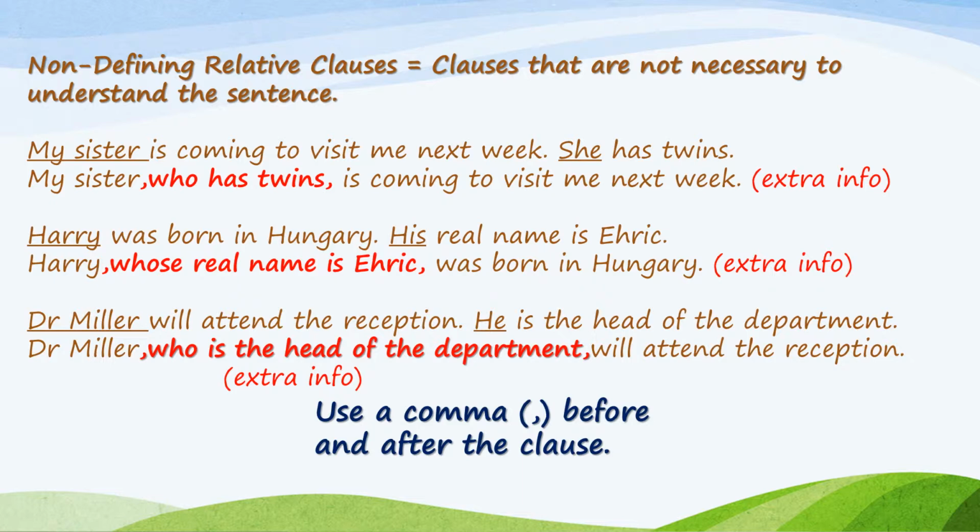Look at the examples. My sister is coming to visit me next week. She has twins. My sister having twins is not necessary information to understand the first sentence. It only gives extra info about her. So the relative clause is a non-defining one. My sister, comma, who has twins, comma, is coming to visit me next week.